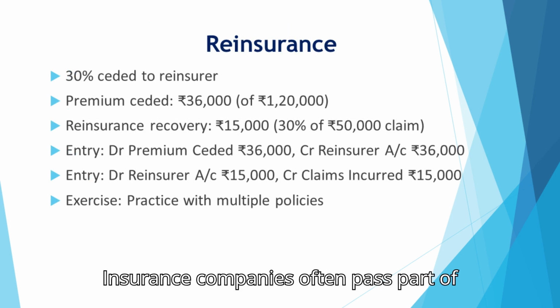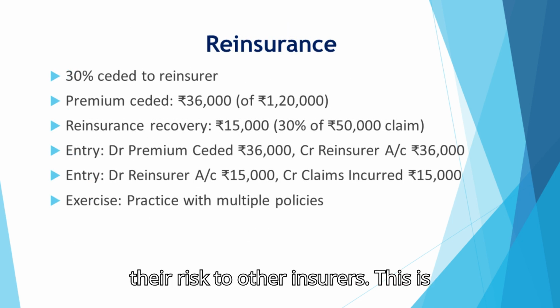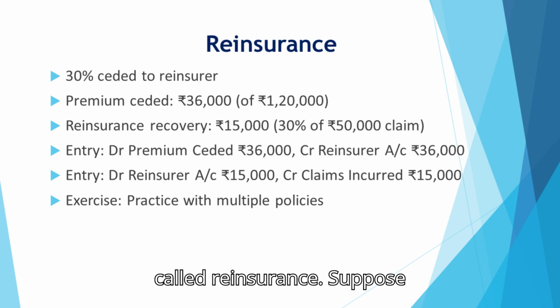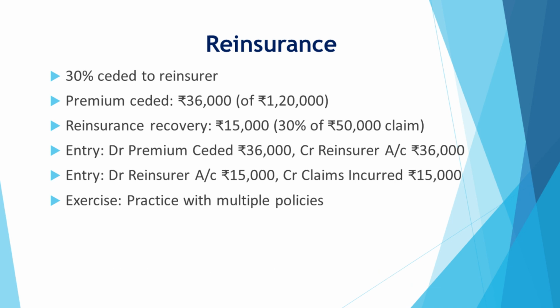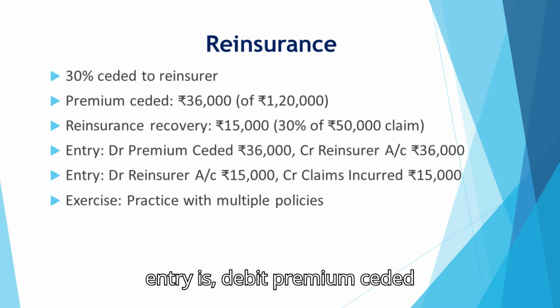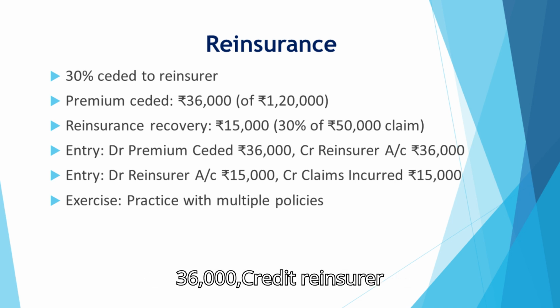Insurance companies often pass part of their risk to other insurers. This is called reinsurance. Suppose ABC Insurance cedes 30% of its fire insurance business to a reinsurer. That means, from the 1,20,000 premium, 36,000 is ceded. The entry is debit premium ceded 36,000, credit reinsurer account 36,000.